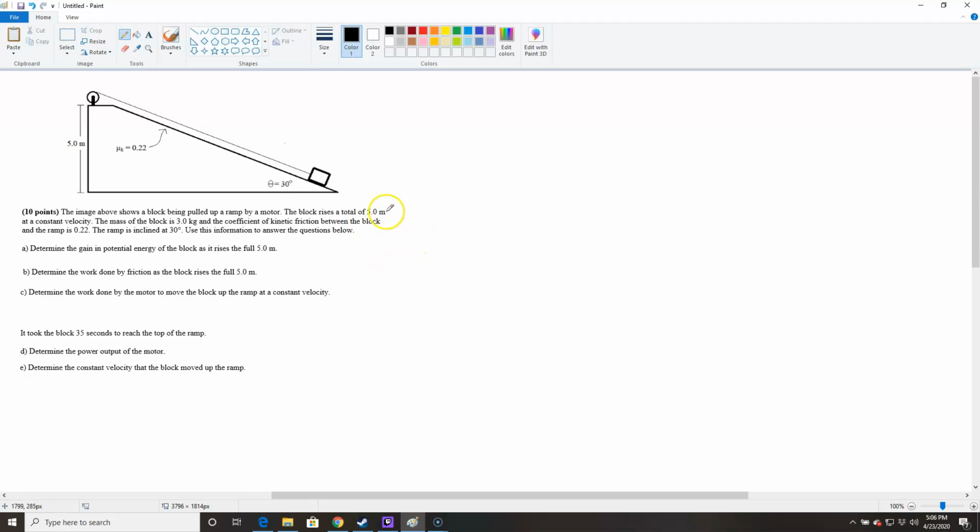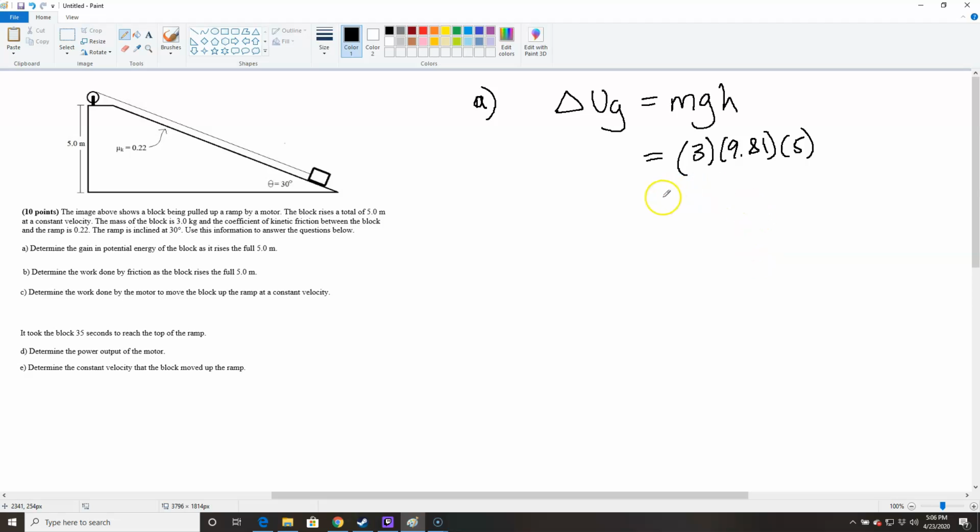Mass of the block is 3, coefficient of kinetic friction is given as 0.22, the ramp's 30 degrees. So it says, what is the gain in potential energy of the block after it rises the full 5 meters? So the gain in potential energy, that's just going to be mgh, where m is, they give us the mass of the block as 3 kilograms, 9.81 is g, and a height of 5 meters. So 3 by 9.81 by 5 is 147 joules. So 147 joules. Success.